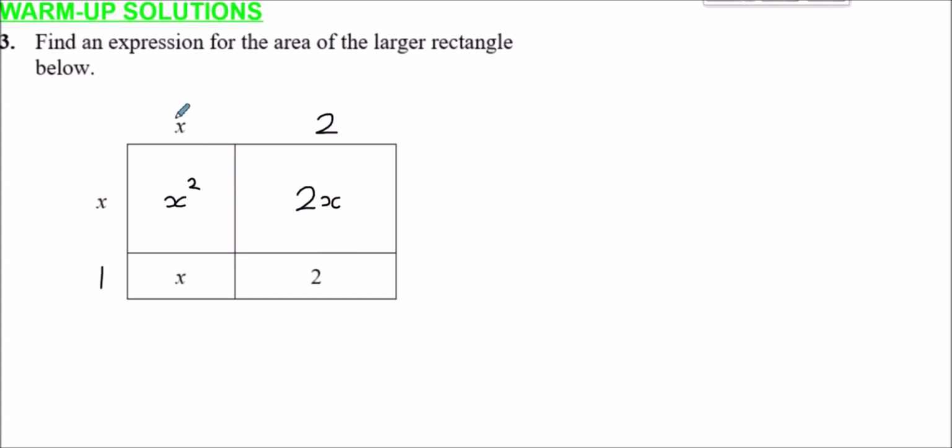So what we did is we multiplied the top, which was x and positive 2, x plus 2, by the side, which was x and positive 1, x plus 1. And what we had is an x squared and two groups of x's. We have 2x here and an extra x there. 2x plus x gives us a total of 3x's, and then plus 2.